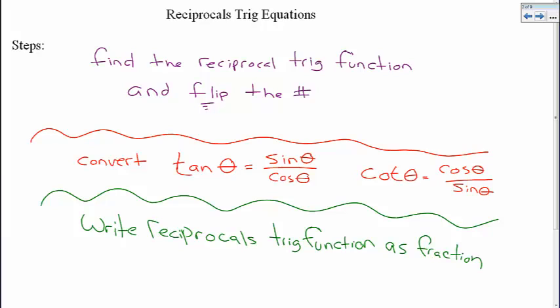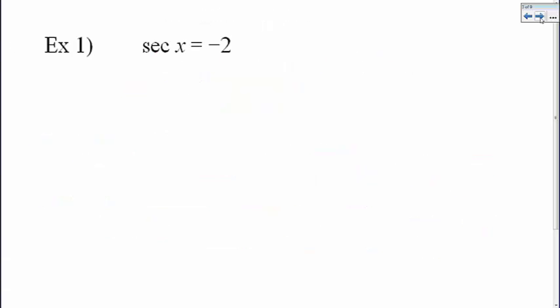Finally, remember that all of our reciprocal functions can be rewritten as the reciprocal of their corresponding functions, such as cosecant of theta equal to 1 over sine of theta. So sometimes it might be helpful to rewrite them as a fractional value. Now let's look at some examples.